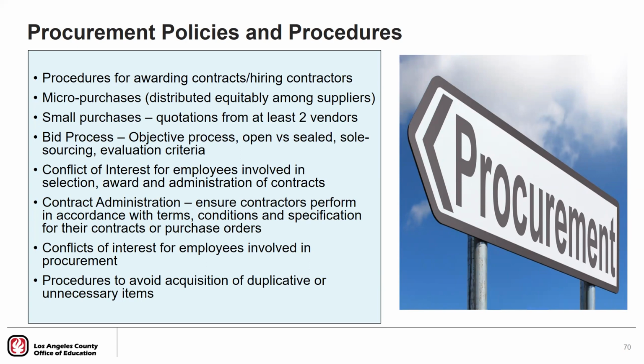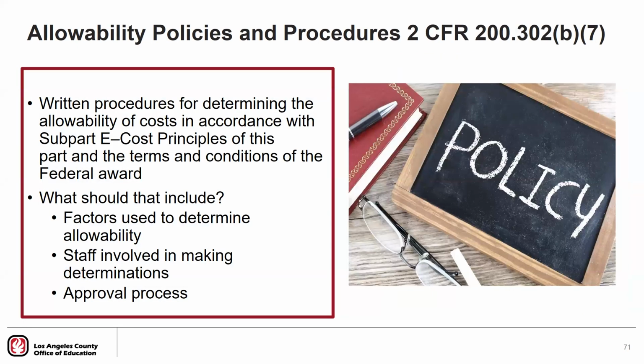Next slide, please. Allowability policies and procedures. This is from that list that really involves both program and fiscal offices. The LEA needs written procedures for determining the allowability of costs in accordance with subpart E of the cost principles of this part and the terms and conditions of the federal award. And what should that include? The factors used to determine allowability, who are the staff involved in making determinations, and the approval process for expenditures.